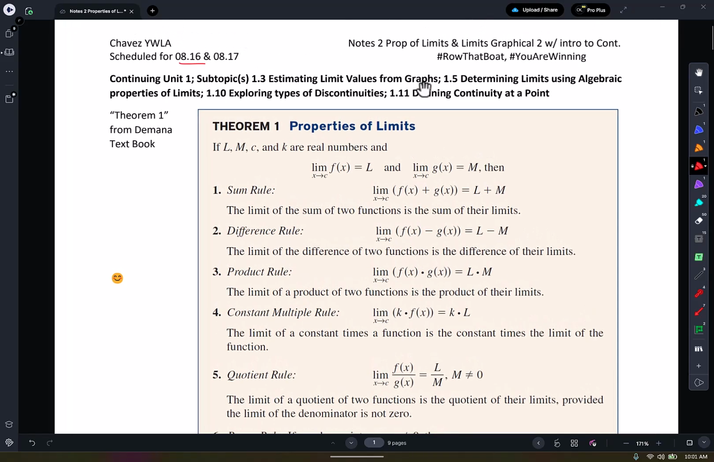These are properties of limits. So they're just saying here, this is coming from your textbook that we have. I know no one checked out a textbook because they're heavy. You don't need to. I'll get all the notes for you guys, all the important stuff.